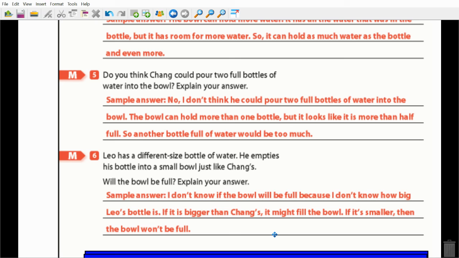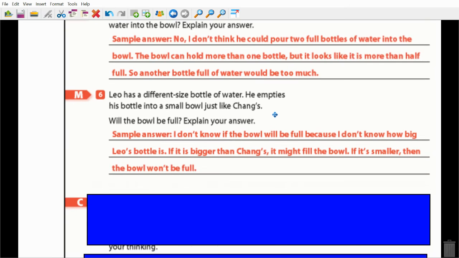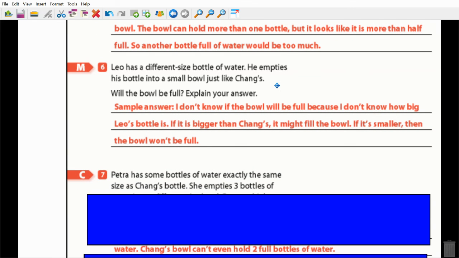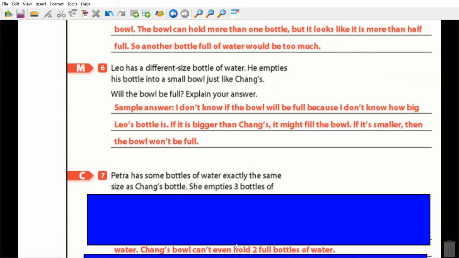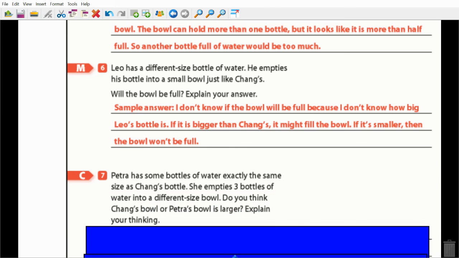All right, we got one more. And we're going to lift this up. And it says, Petra has some bottles of water exactly the same size as Chang's bottle. Okay, remember Chang was up at the top. She empties 3 bottles of water into a different size bowl. Do you think Chang's bowl or Petra's bowl is bigger? Explain your thinking.